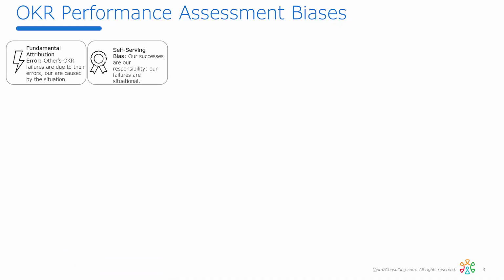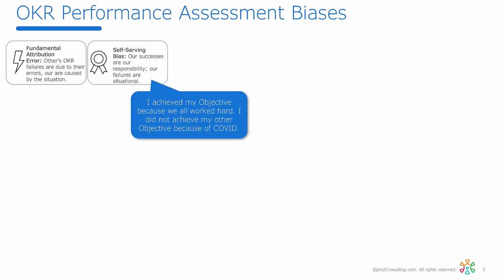Bias number two, again, in no particular sequence, self-serving bias, which is basically the opposite of the first one. My successes are because of things I've done, they're my responsibility, but our failures are situational. What's that look like? Well, I achieved my objective ABC because we all worked hard. The other side of that coin is we did not achieve our objective because of COVID, some situational pressure.